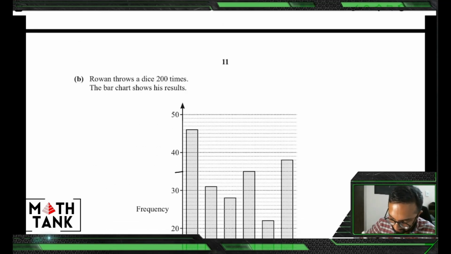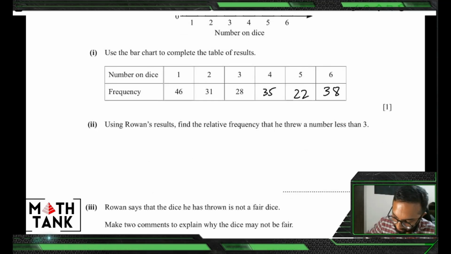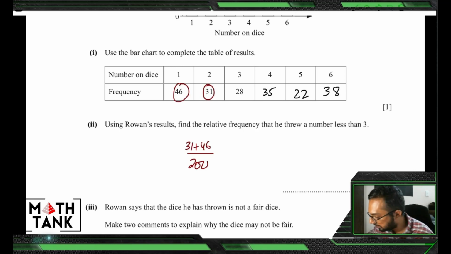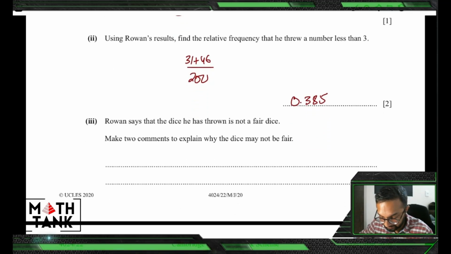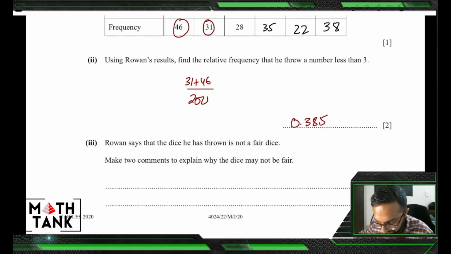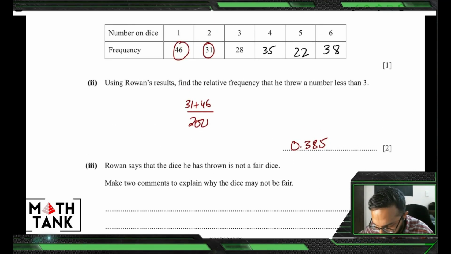Okay, how many tries did he take? 200 times, so the denominator is going to be 200. Less than 3, how many are less than 3? That's 31 and 46. So 31 plus 46. What's 31 plus 46? Divide by 200. That gives me 0.385 is the relative frequency. Rohan says that the dice he has thrown is not a fair dice. Make 2 comments to explain why the dice may not be fair.